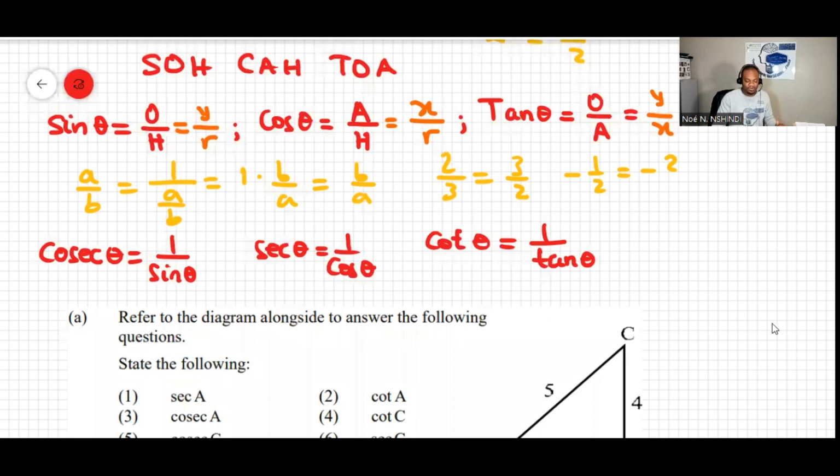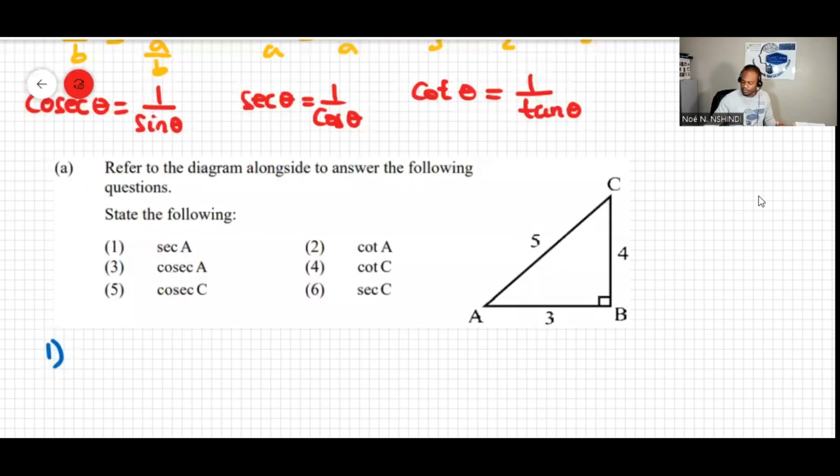So now I look here. I'll say sec of A. I look, where's my angle A? Angle A is over there. Sec is the reciprocal of cos. Cos is adjacent over hypotenuse. Now it's going to be hypotenuse over adjacent. So it's going to be equal to 5 over 3.